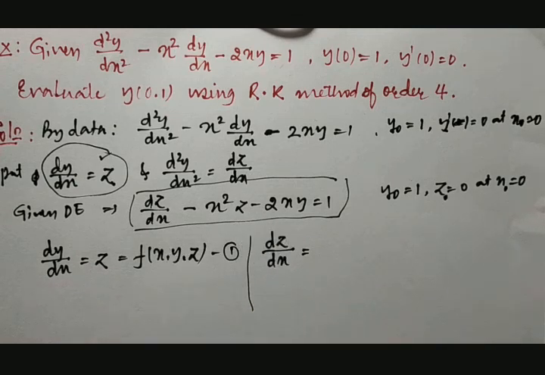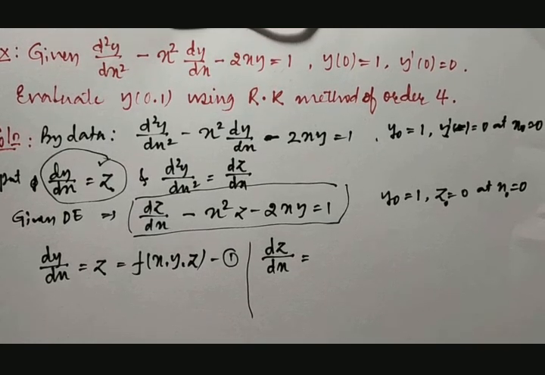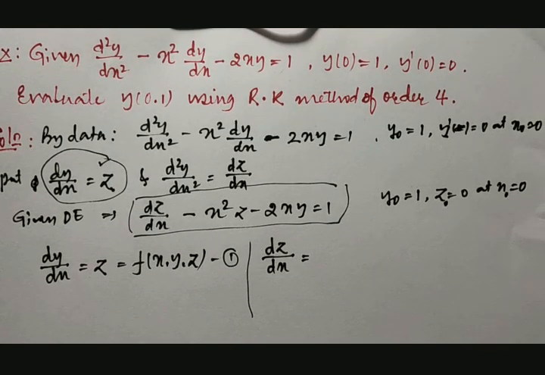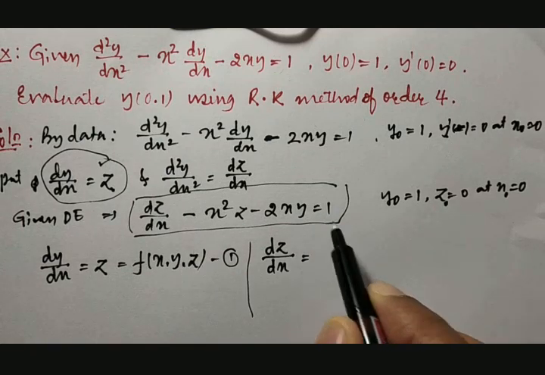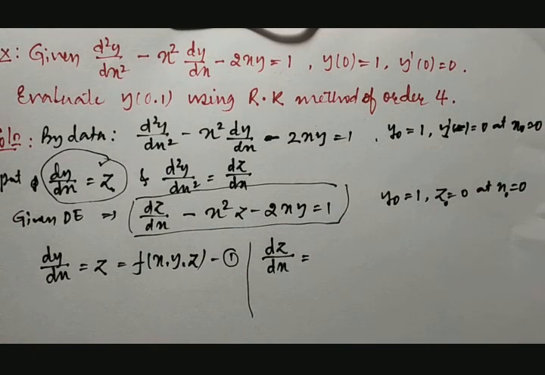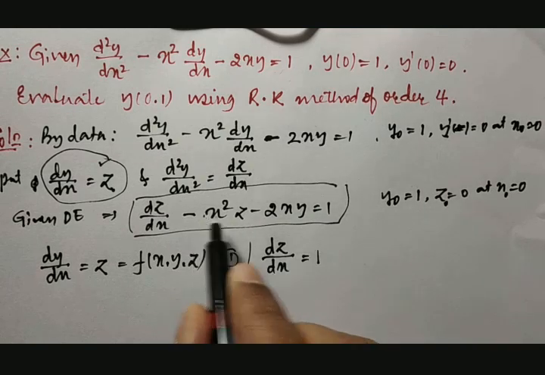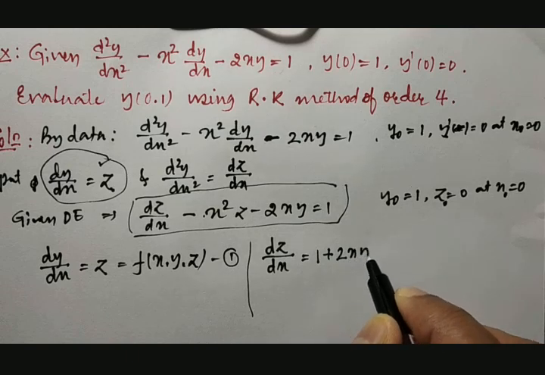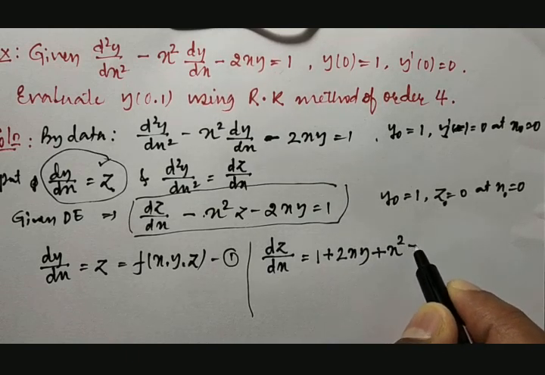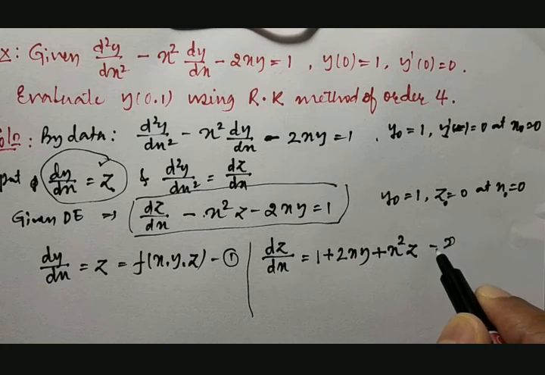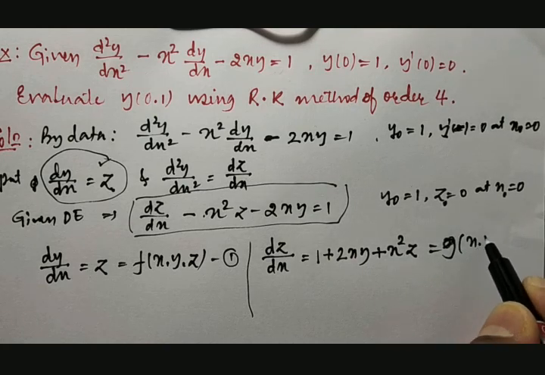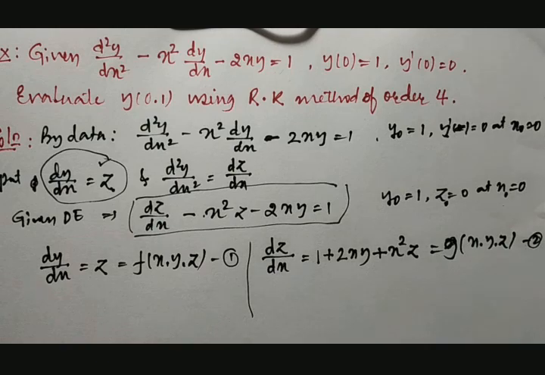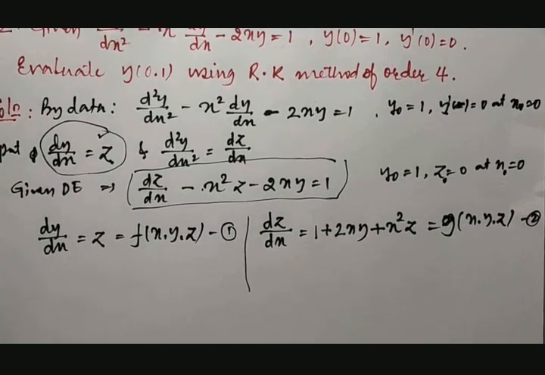Okay. dz/dx is equal to, then this is equal to what? This is equal to 1, you take the other terms to the other end, then it becomes 1 + 2xy + x² z. I'll be taking this as g(x, y, z). Equation number 2. Fine. These are the two equations.